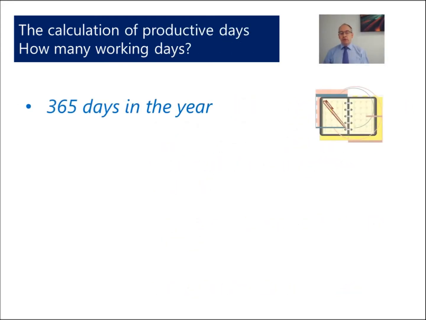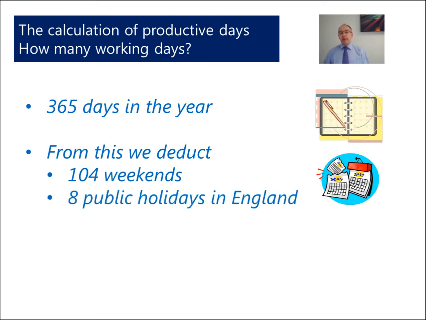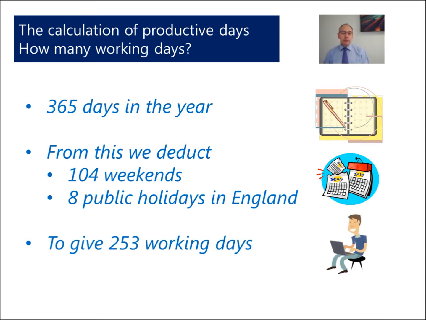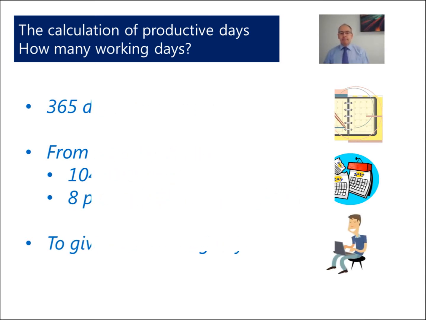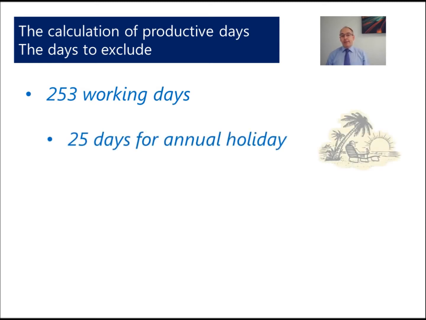So of the 365 days in the year, we need to deduct 104 days for weekends. And in England, there are 8 public holidays. This gives us a balance of 253 working days. So 253 working days. Now we have to take into account that our team will have holiday, and depending upon your organisation, this will vary. However, we'll assume for today that they've got 25 days holiday.